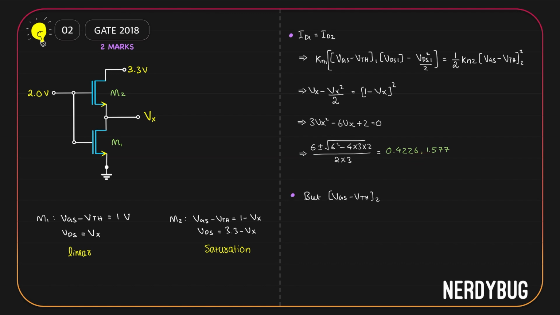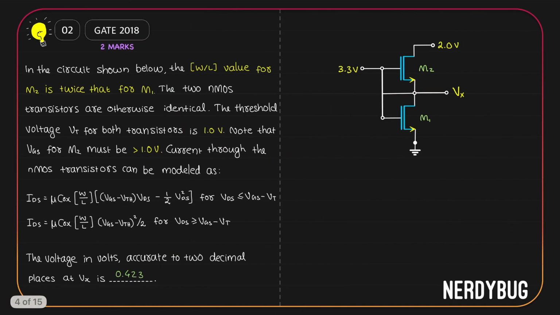We know for the second MOSFET, VGS minus VTH is 1 minus Vx and it should be greater than or equal to the threshold voltage. Threshold voltage according to the question is 1 volt. So 1 minus the value of Vx should be greater than 1 volt, which means Vx cannot be 1.577 volt. Vx should be 0.4226 volt. So accurate to 2 decimal places, we can say the voltage in volts is 0.423.